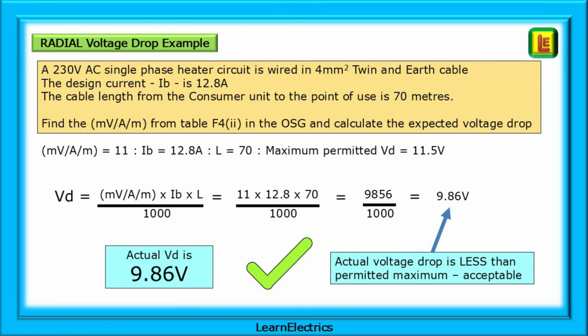Putting these numbers into the calculation, we have a voltage drop of 9.86 volts. The actual voltage drop is less than the permitted maximum of 11.5 volts and is acceptable.